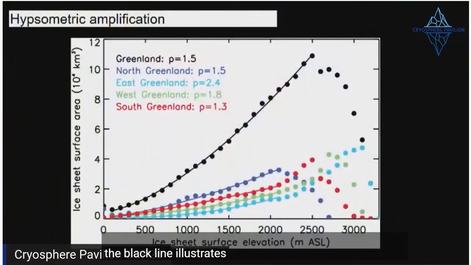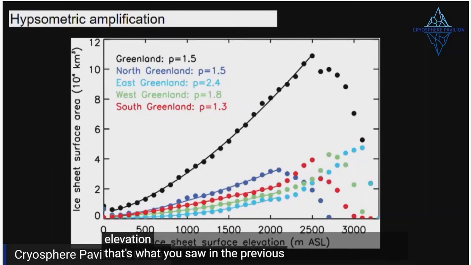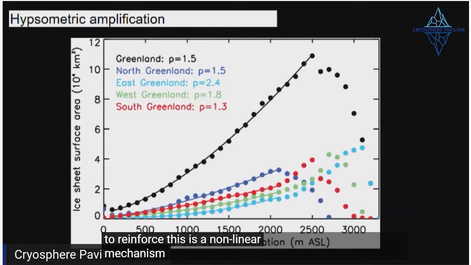The black line illustrates how the area of ice increases non-linearly with elevation. That's what you saw in the previous slide. To reinforce, this is a non-linear mechanism.